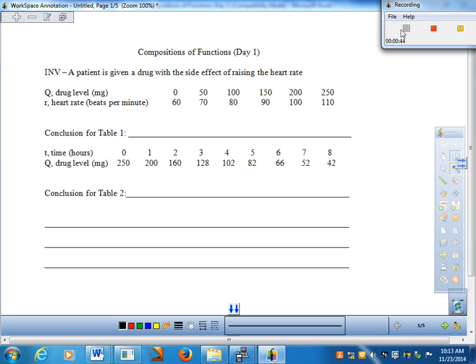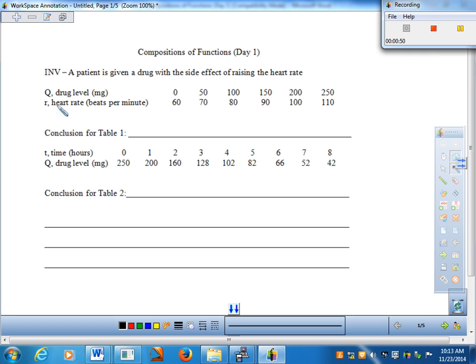It says very simply, a patient is given a drug with the side effect of raising the heart rate. And so what I have here in this table is a relationship between two variable quantities. As the patient is given the drug, we've got the drug level, and there is the heart rate right there. I would argue that one of these quantities depends on the other, and we maybe should write that off to the side. Not that it's vital, but I think it wouldn't be a bad idea.